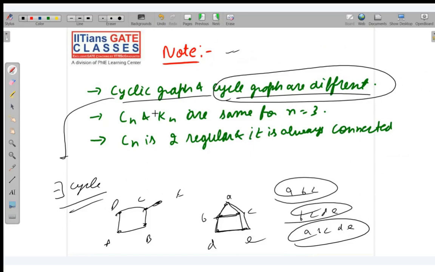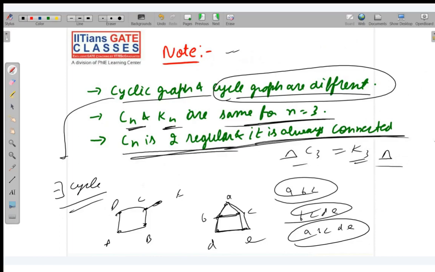Sorry for that. Cn and Kn are same for n equal to 3. Two points are left out. So directly I want to say C3 is K3. You already know K3 was this, C3 is this. Both are same. Cn is 2 regular and it is always connected. I have already told you, 2 regular and connected.